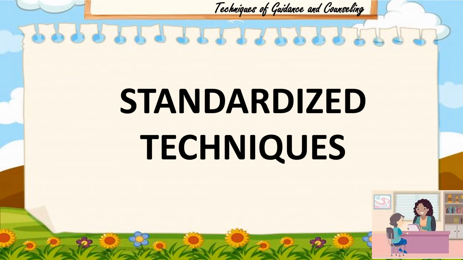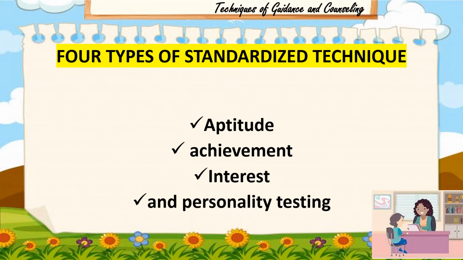And the other technique of guidance in counseling is the standardized techniques. So what are standardized techniques? There are four types of standardized technique. Number one is aptitude. Number two, achievement, interest, and personality testing. So there is some overlap in these categories, especially in interest and personality. So let's examine these one by one.